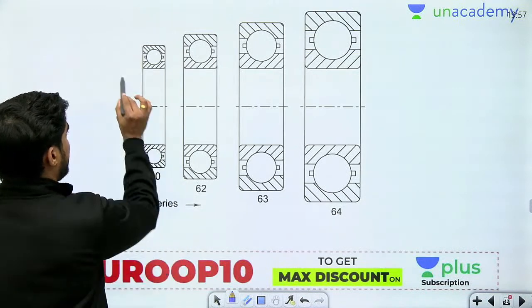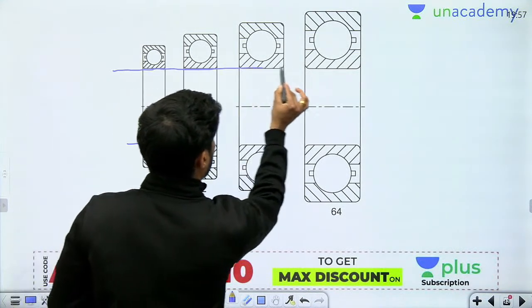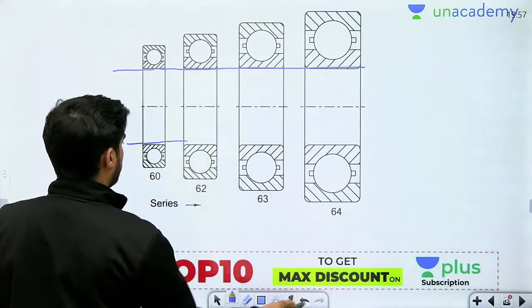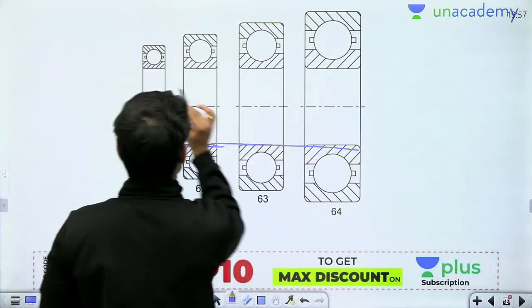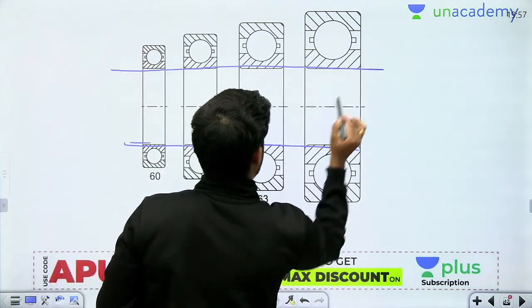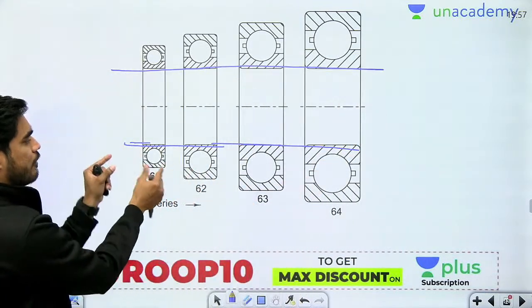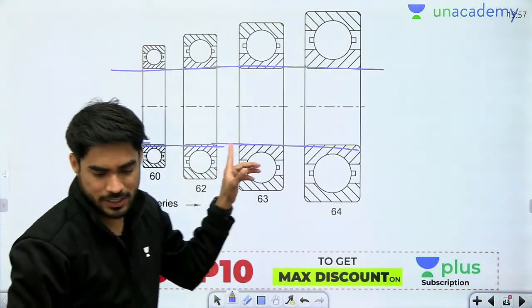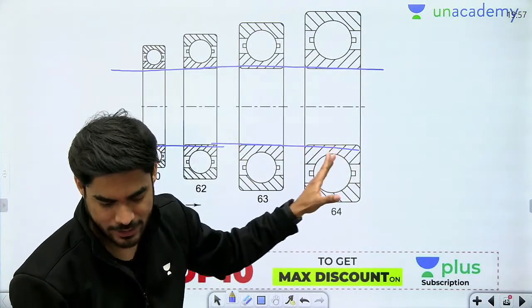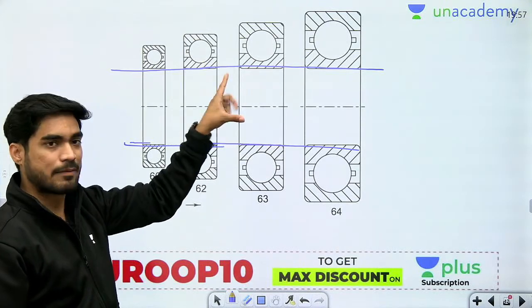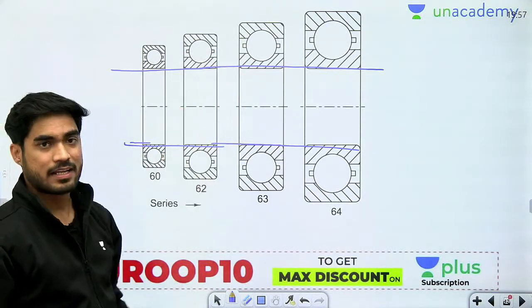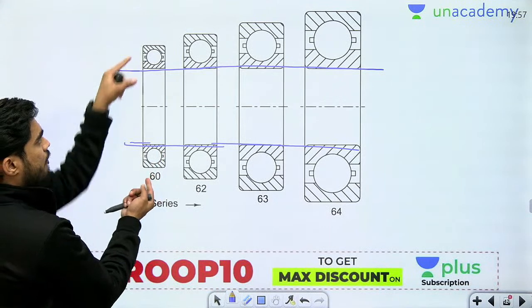You can see that in all these bearings, the inner diameter of the race is fixed, but they have different width and height. आप देख सकते हो कि inner diameter जो है वो सबका same है. Inner diameter सबका same है, मतलब diameter of inner race सबका same है, but still they have different width and height.